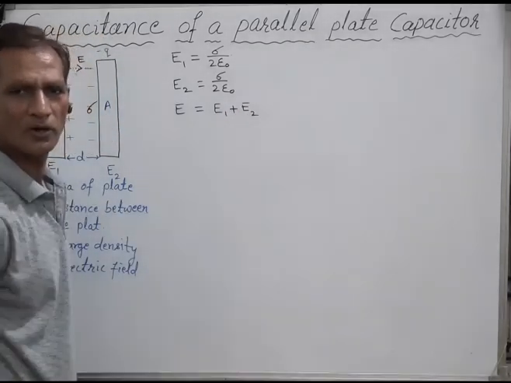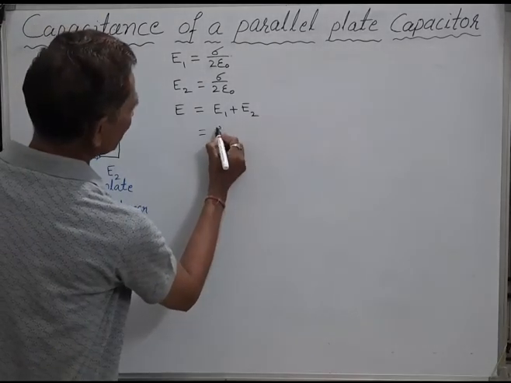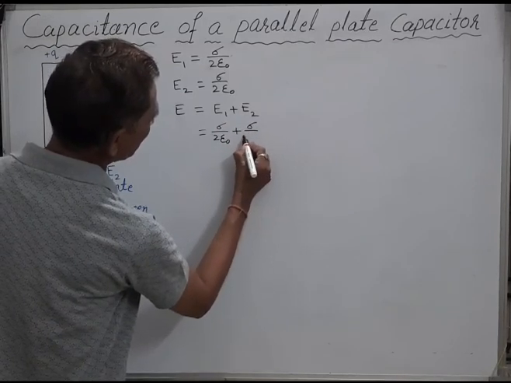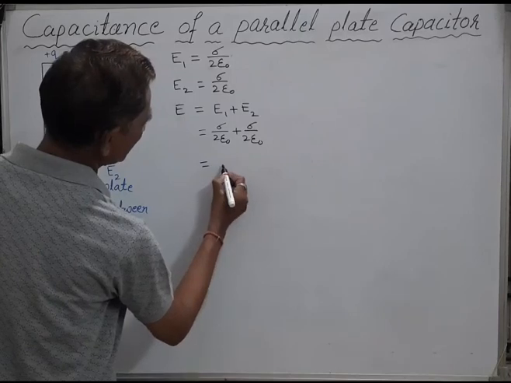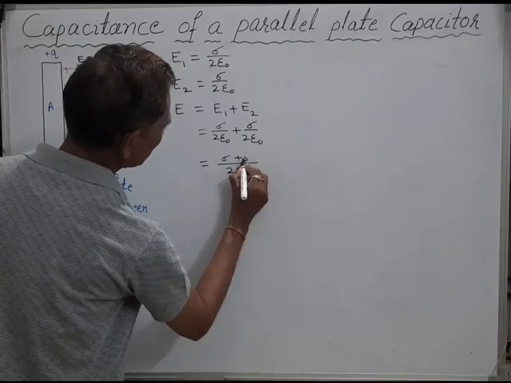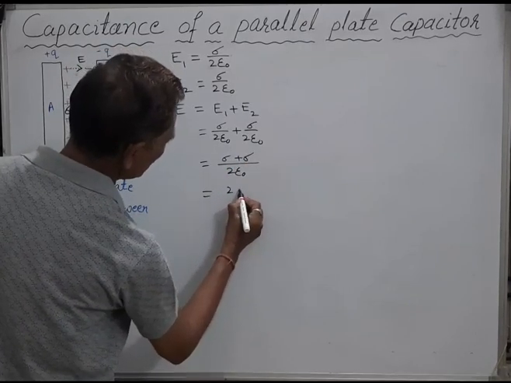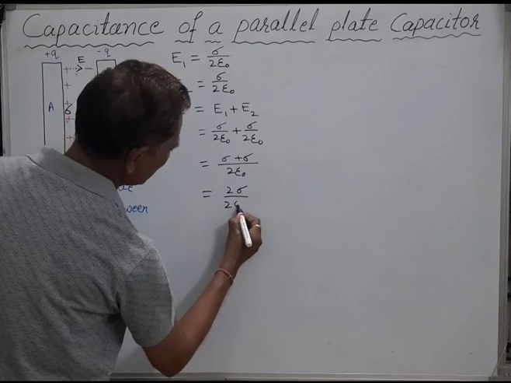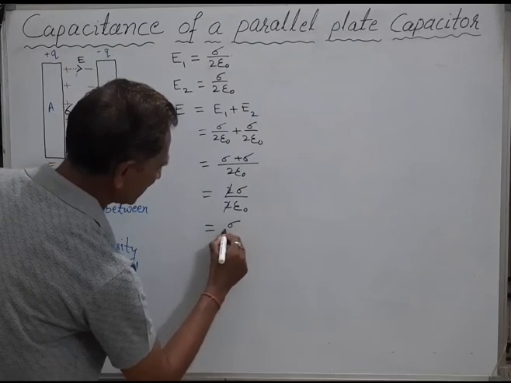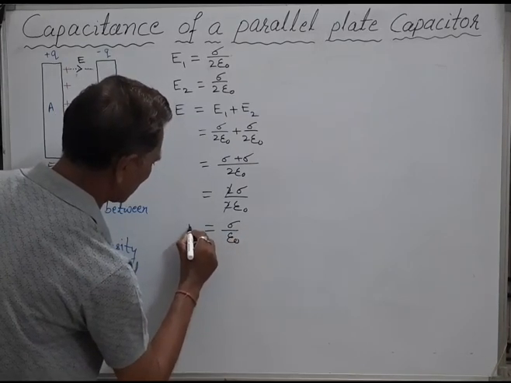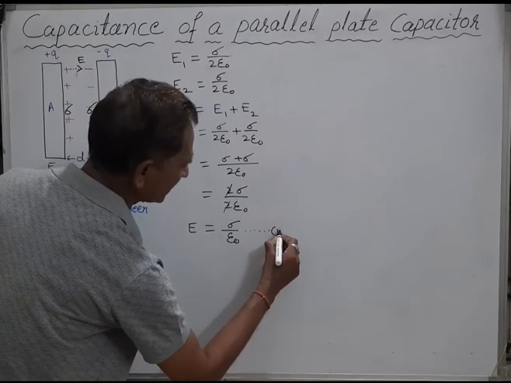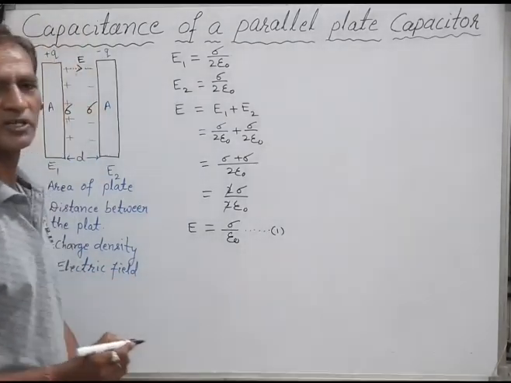I think all of you are following. Therefore sigma divided by 2 epsilon naught plus sigma divided by 2 epsilon naught gives 2 sigma divided by 2 epsilon naught. The 2 cancels, and we get sigma divided by epsilon naught, the net electric field between the two plates of the capacitor, as mentioned in equation number 1.